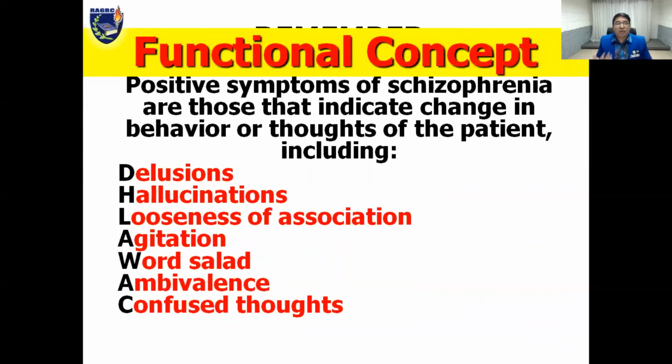Now, let's have a recall. The positive symptoms of schizophrenia are those that indicate change in the behavior or thoughts of the patient, including delusions, hallucinations, looseness of association, agitation, word salad, ambivalence, or confused thoughts. Now, if we're going to relate this to your typical antipsychotics, your positive symptoms are the target symptoms for typical antipsychotics, such that we could say that haloperidol or Haldol would decrease delusions, hallucinations, looseness of association, agitation, word salad, ambivalence, and confused thoughts. Because your typical antipsychotics are used to treat the positive symptoms of schizophrenia.